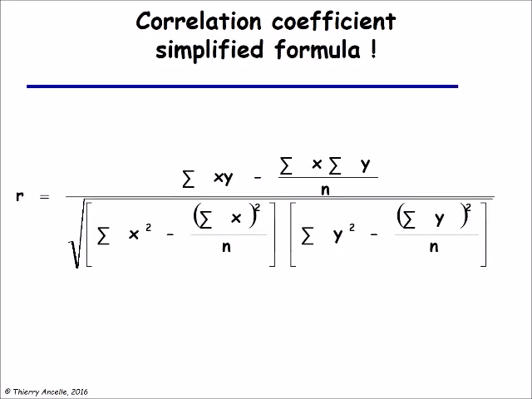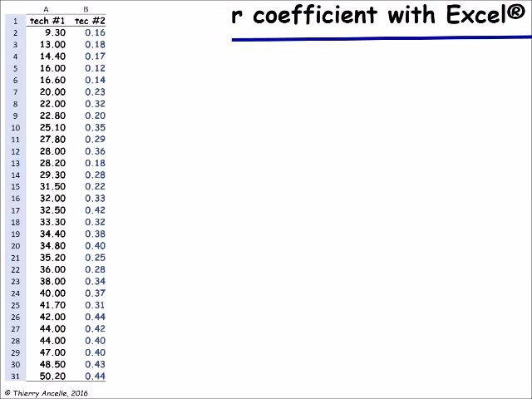Here I present you another formula of the R coefficient. This formula, strictly equivalent to the previous one, is supposed to be simpler. I show it to you because it is written in all the textbooks. I like it less than the other one because it is less explicit, but its advantage is to allow easier manual calculations if you don't have a computer. But the best way to calculate an R coefficient is to use software like Excel.